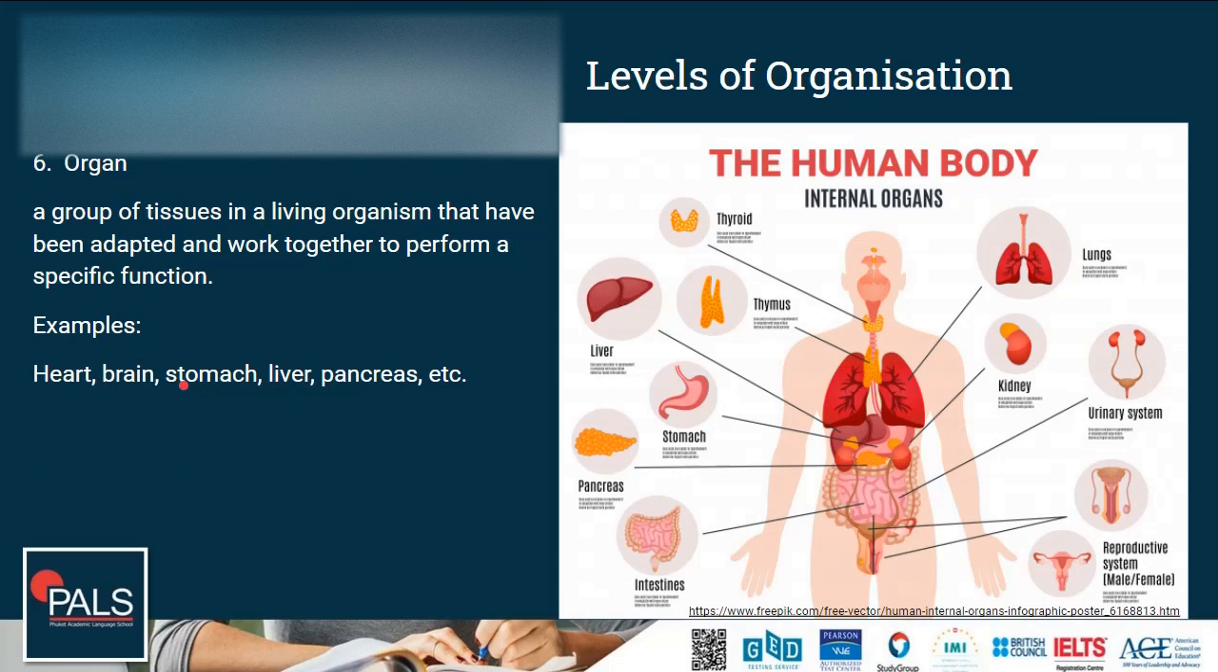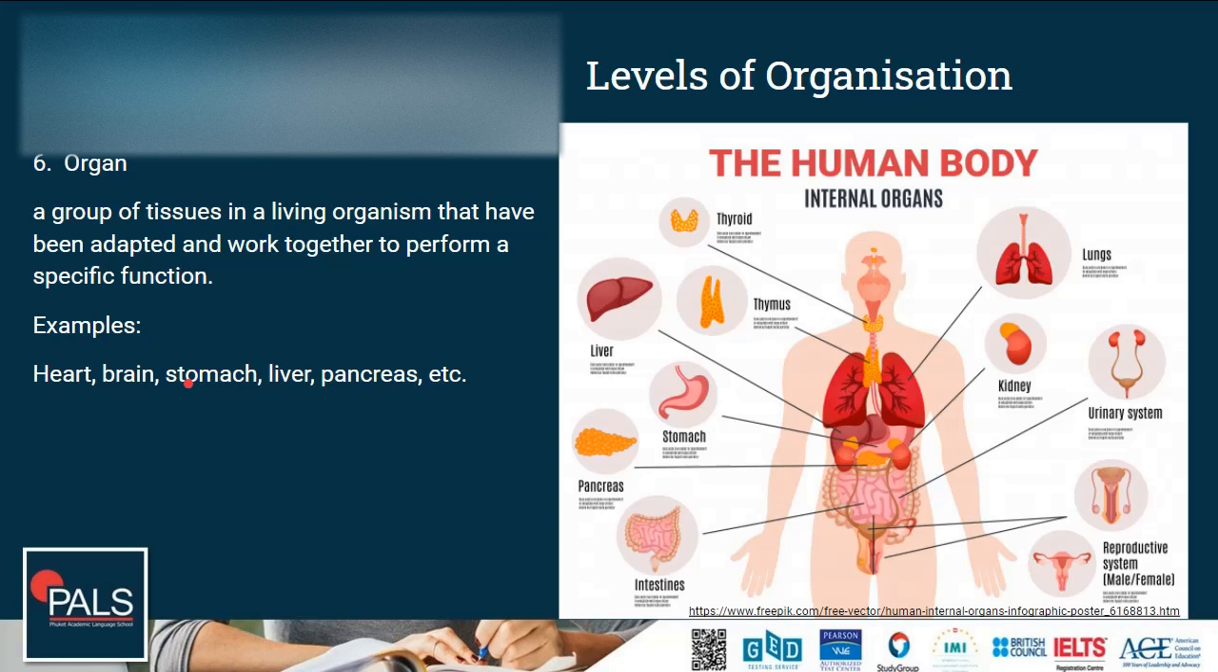Next level are the organs. Organs are a group of tissues in a living organism that have been adapted and work together to perform a specific function. So again, we now have a group of tissues working together that, by working together, have a new specific function to perform. A single tissue would not be able to perform the function of an organ.